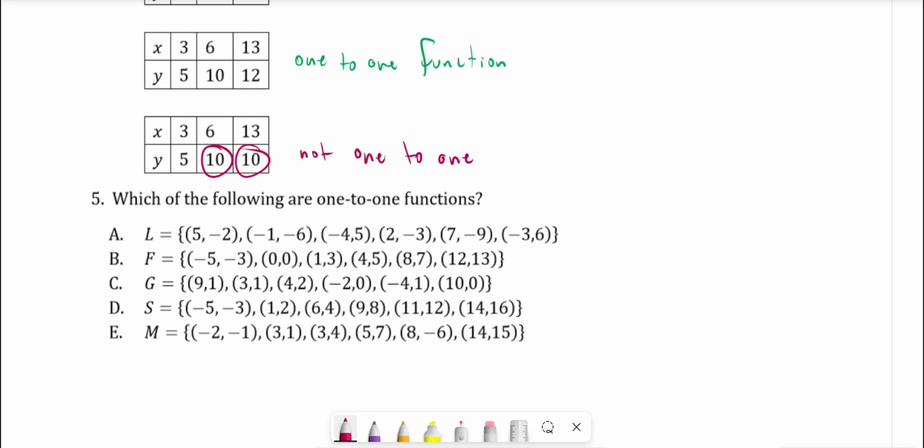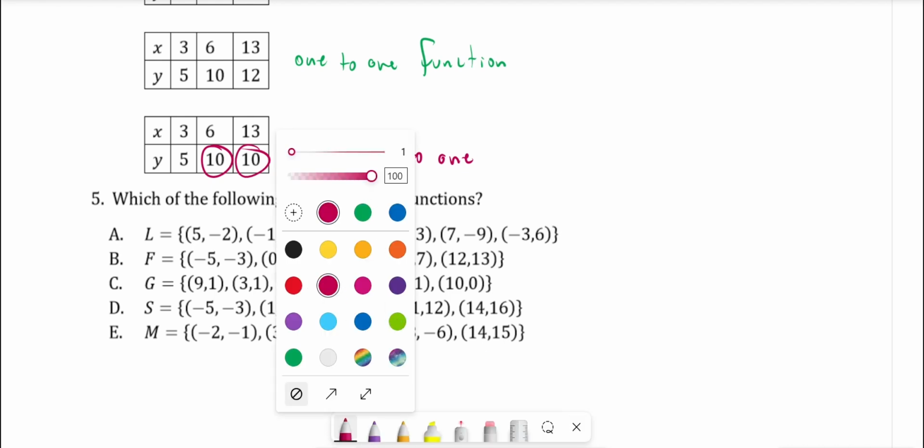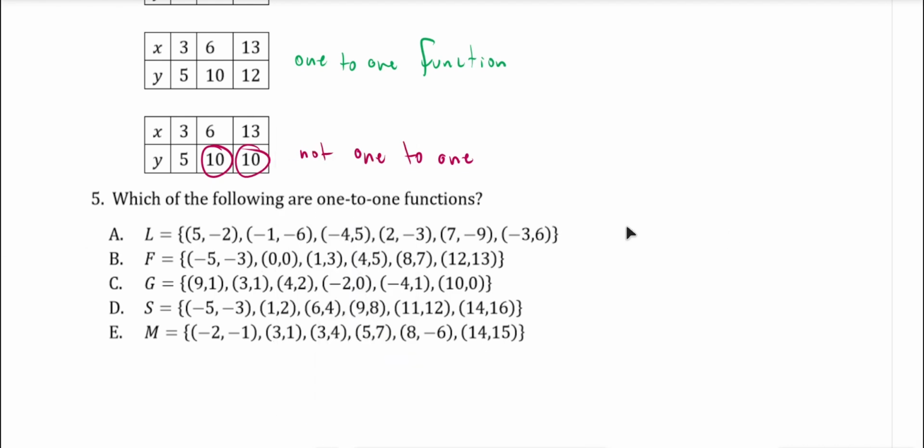Question 5 is the same. It's just giving us the information in a coordinate list instead of in a table. So we need to look first of all to see if each one is a function by checking for repeating x values. And then we check to see if it's one-to-one. If it has repeating y values, it's not a one-to-one function. If it has repeating x values, it's not even a function.